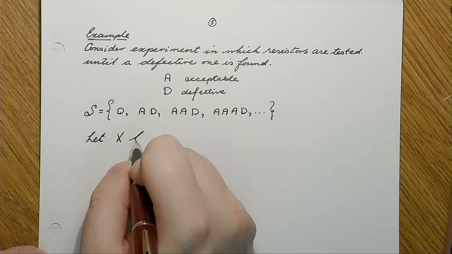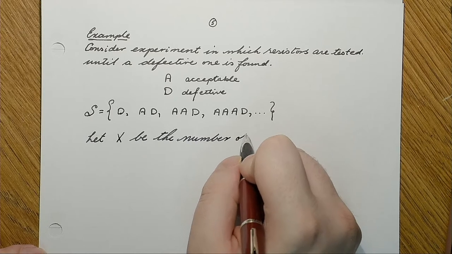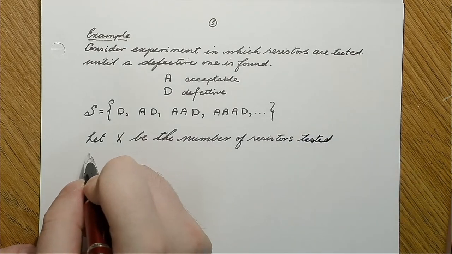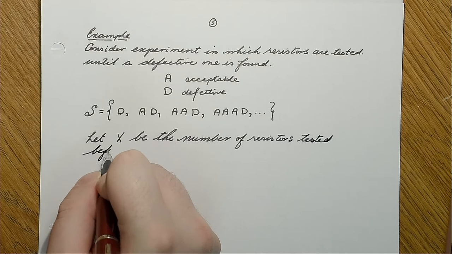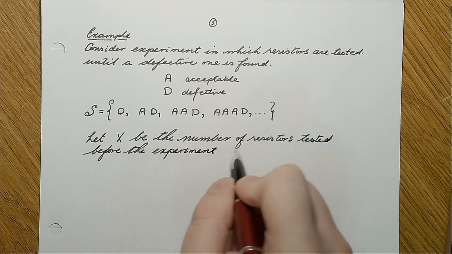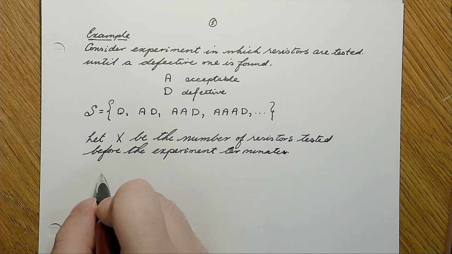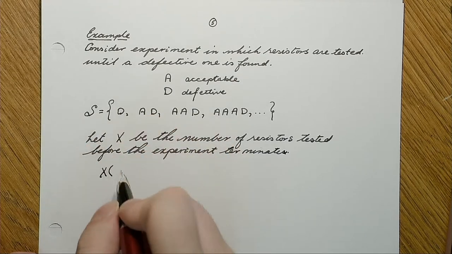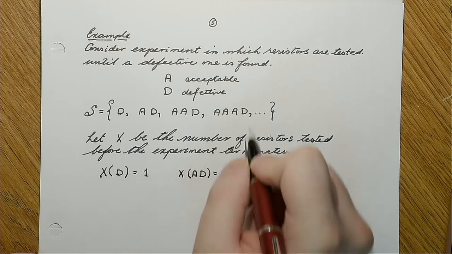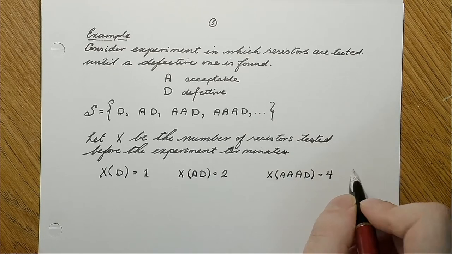So we'll let X be the number of resistors tested before the experiment terminates. So then you would have X of D, like this first outcome. That would be just one. X of AD would be two. If I pick this one, AAAD, that's four, and so on and so forth.